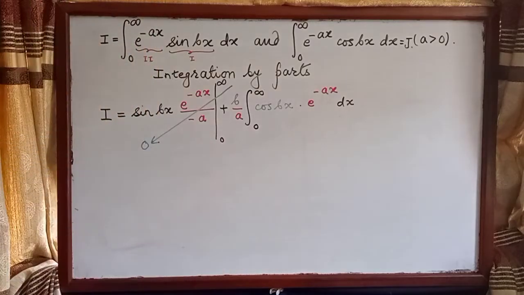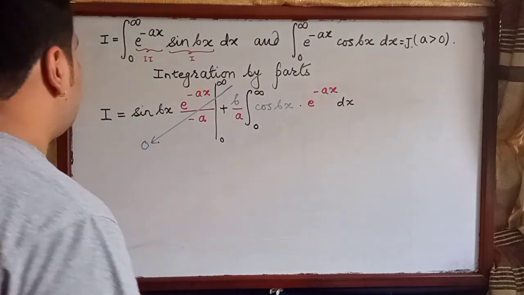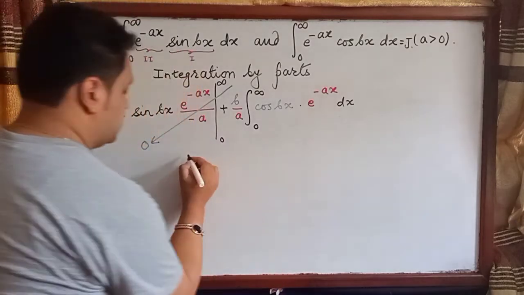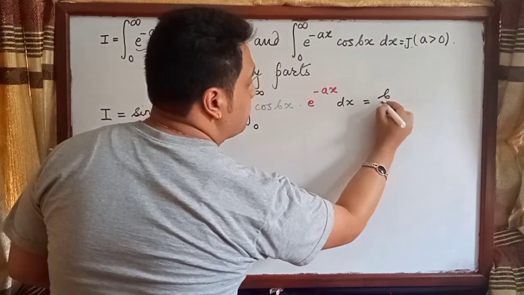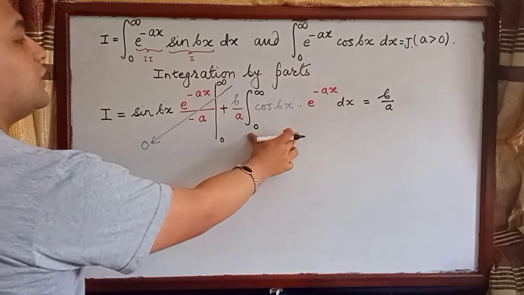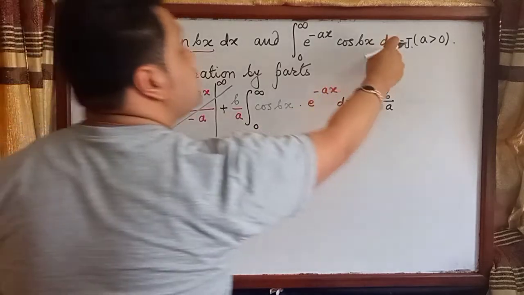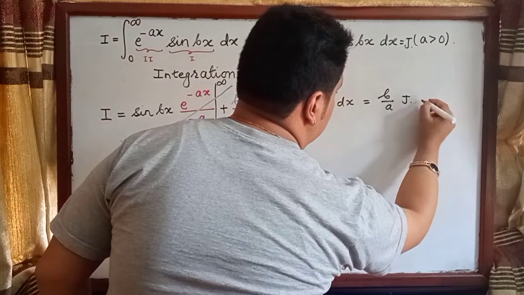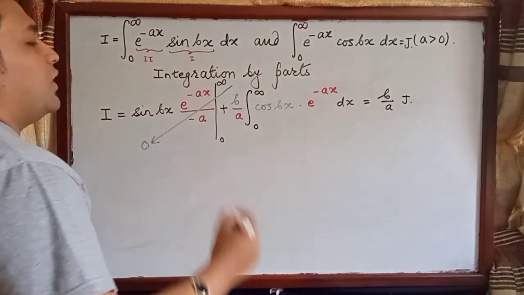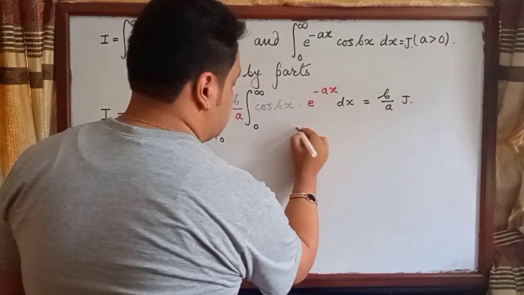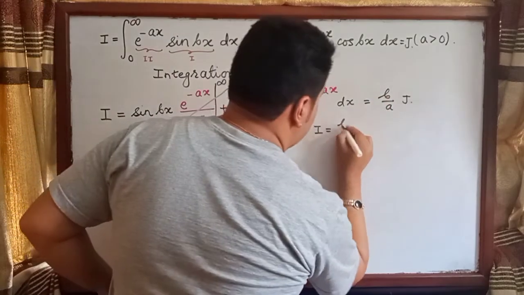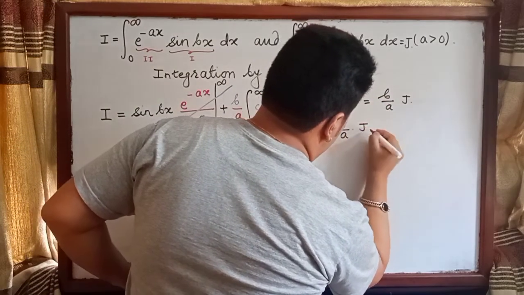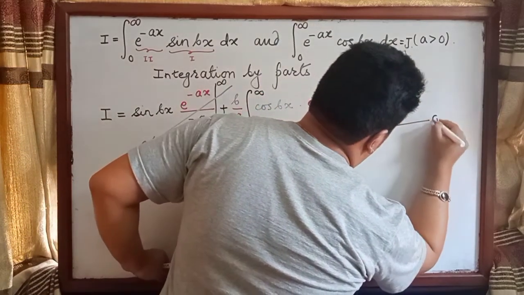And so what we are left with is b by a, and if we look at this integral, it's j. So what we've obtained is I is equal to b by a times j. Let's call this equation 1.